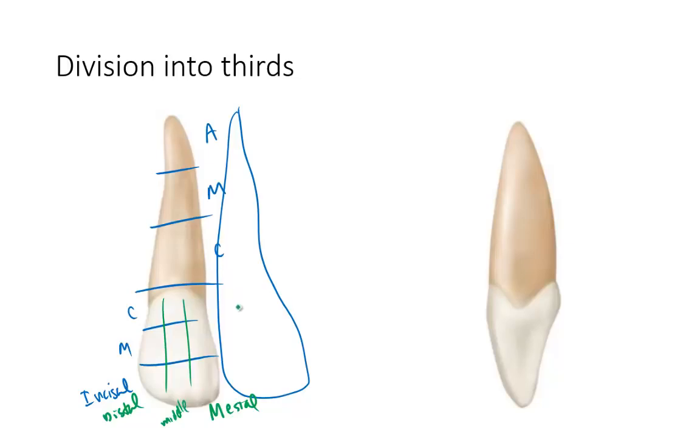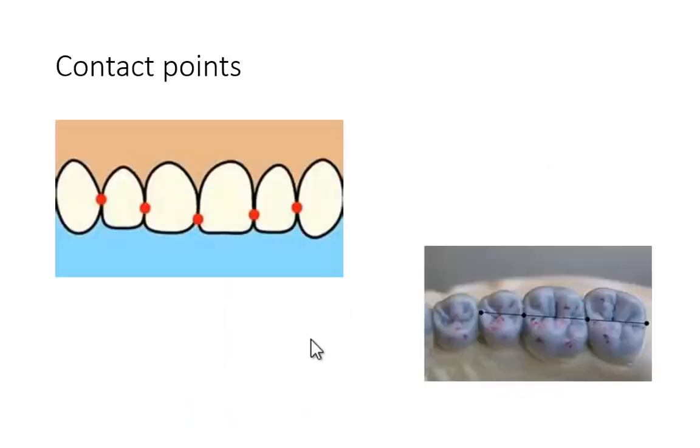Now, same thing, rotate this 90 degrees. Now when we divide it this way, this is going to be your lingual, this is going to be the middle, and this is going to be your facial. Right, you just turn this 90 degrees. The reason that we divide teeth into thirds is that way when we talk about things like contact points, we can describe accurately where they are, or more precisely, should I say.